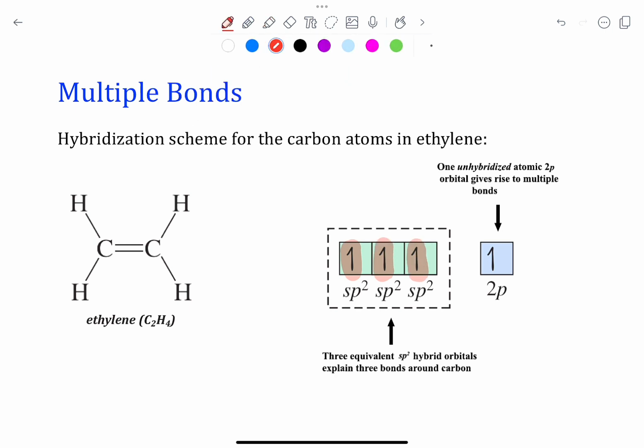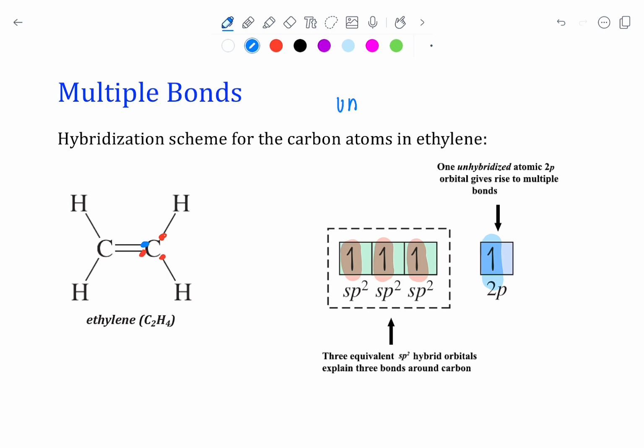I'm going to localize them on carbon. So 1, 2, 3. I've used up all 3 of my hybridized electrons to make 3 of those bonds. But what we're missing is that double bond. So this electron here, which I'm going to highlight in blue, is this electron there. It's an unhybridized electron, which allows us to form a double bond. So the unhybridized electrons are what gives rise to multiple bonds.